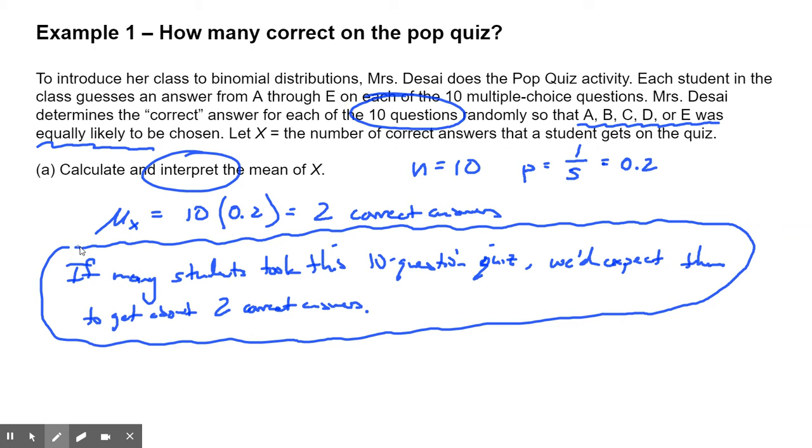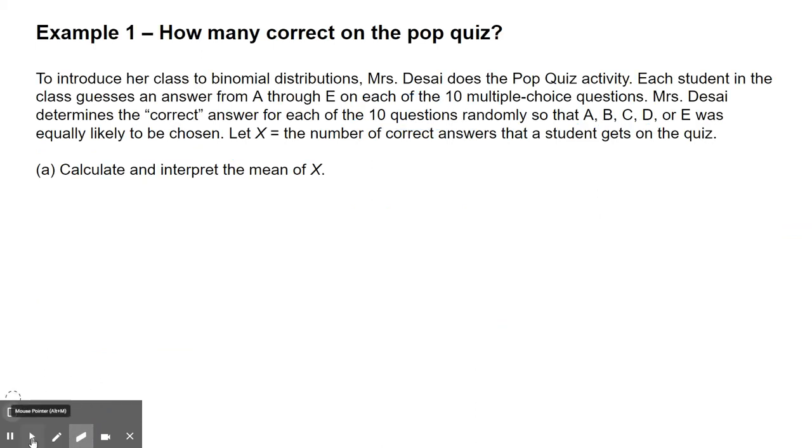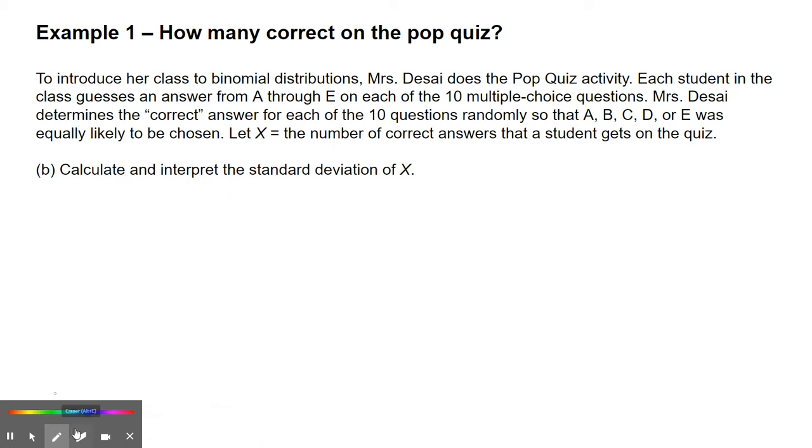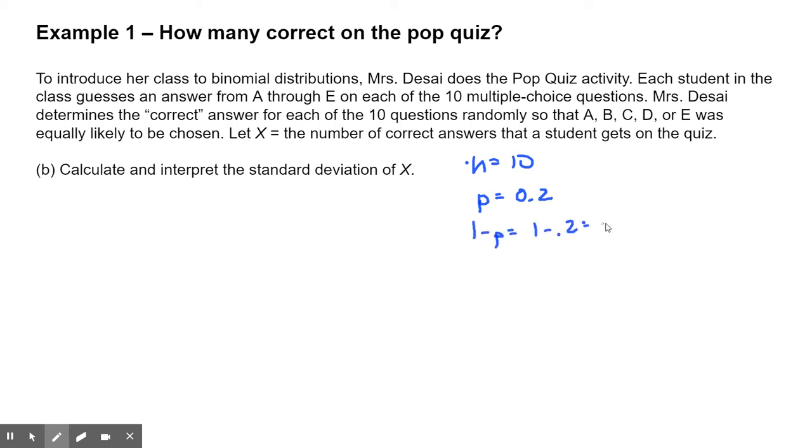Okay, cool. And then part B, if that's the mean, then I guess you could guess that part B is going to involve the standard deviation. It says calculate and interpret the standard deviation. So again, we still need n, which is 10. We need p, which we calculated to be 0.2. And now we're going to use 1 minus p. And 1 minus p is 1 minus 0.2, which is going to be 0.8. And to find the standard deviation, sigma sub x, we're going to take the square root of 10 times 0.2 times 0.8.